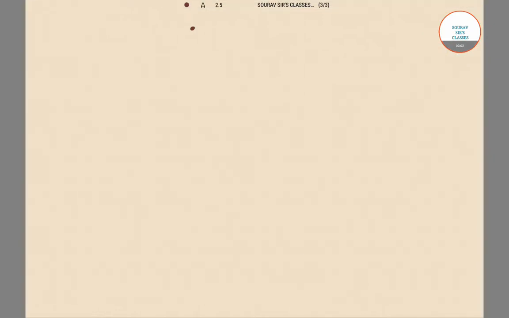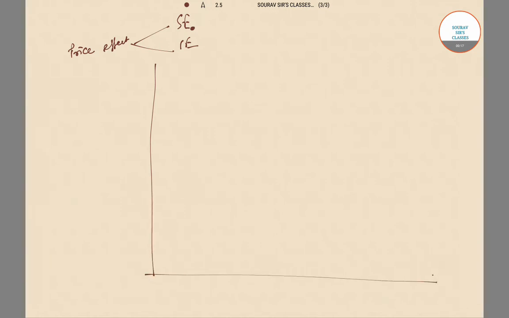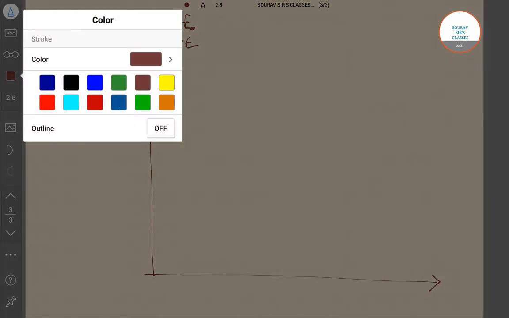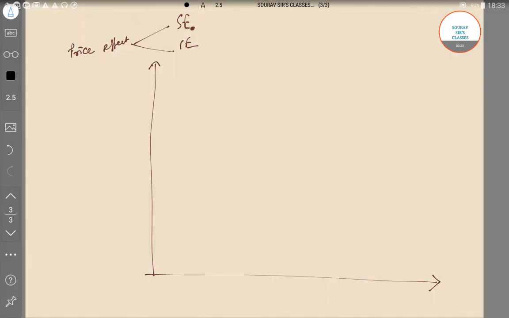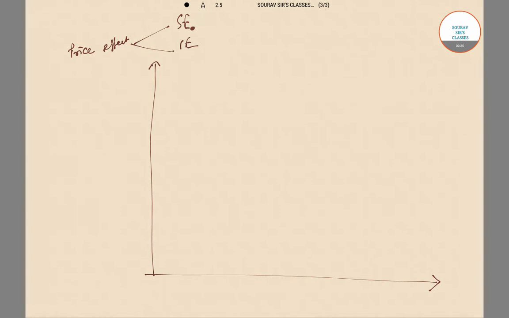Now in this video I will solve a very special diagram of the price effect, which is split into two parts: substitution effect and income effect. So this one is a very interesting diagram. Most of you don't get it properly, so I will try to do my level best to make it as easy as possible. Okay, so this is the pattern over here.